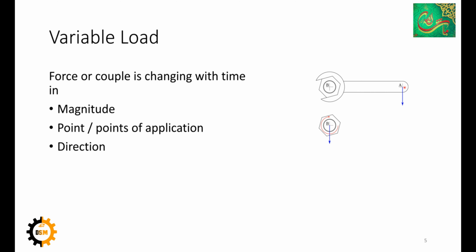Also, if we apply it sometimes at this point, sometimes at this point, sometimes at this point, then we will again call it a variable load because of the changed point of application at different times. Thirdly, if we change the direction of the applied force, let's say at time 0 it is in the downward direction, at time 1 it is in the upward direction, again we will call it a variable load. So for the load to be variable, at least one of these things must be changing with time. When the load is variable, we also have to take into consideration the time of application. So that's the definition of variable load.